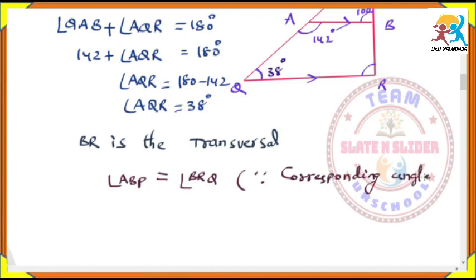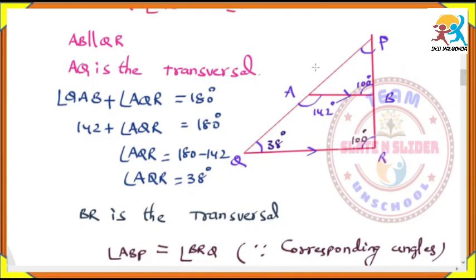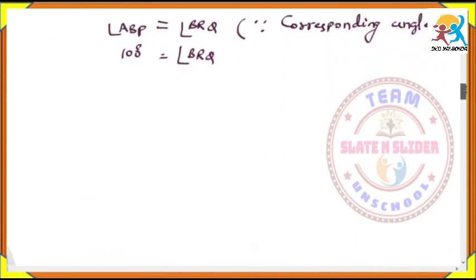So angle ABP is 100 degrees, so 100 is equal to angle BRQ, and this is 100. So angle APB we can find easily. How to find out? Triangle QPR. In a triangle, the sum of the three angles is 180 degrees, so that we can find angle APB. From that we have to find out, that is a task for you. APB is equal to how much?